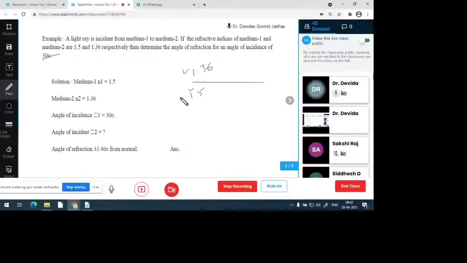So how to determine the angle of incidence and angle of refraction? Suppose this is the incident ray. This is the normal, and the angle is phi 1. The ray is refracted, having a higher angle than the incidence angle, that is phi 2. So that we have to find out.